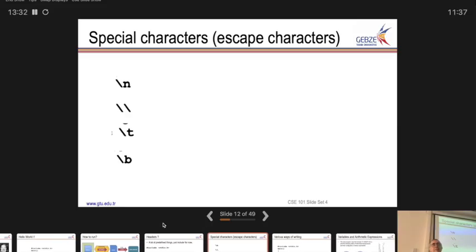Typical characters are \n, and backslash itself. If you want to print backslash, it is backslash backslash. Backslash t is tab. Backslash b is go back. These are legacy from typewriters. In typewriters also there is a backspace, single backspace key. When you press that backspace, the typewriter goes back one character.